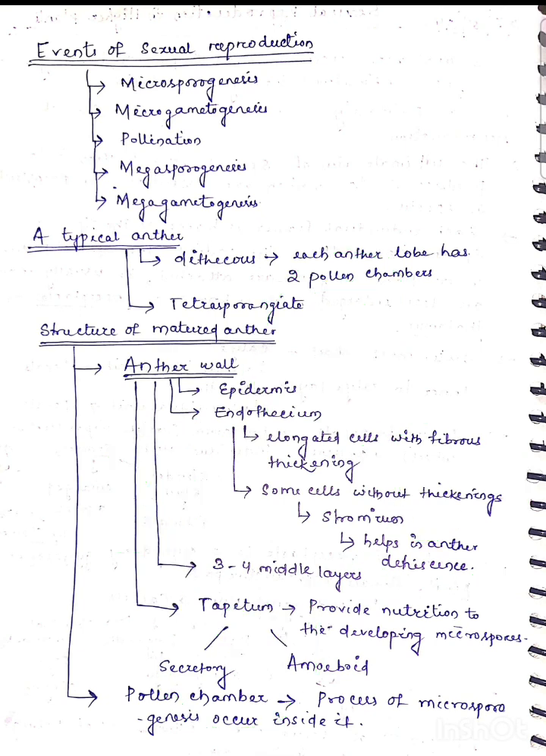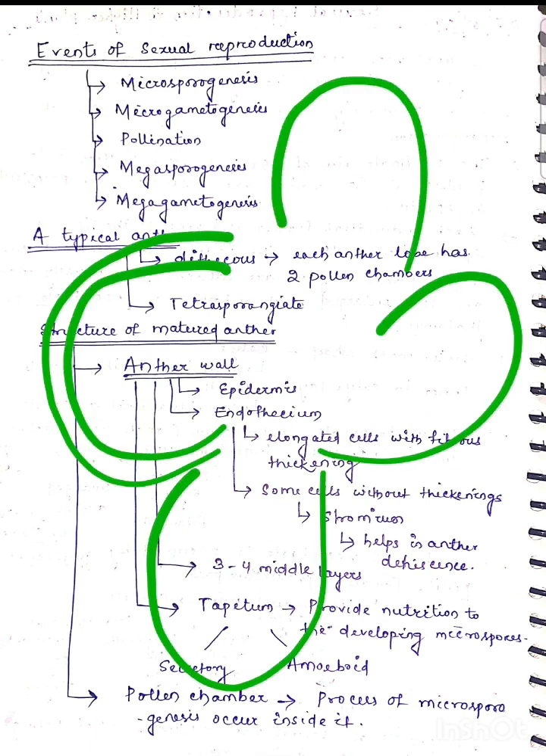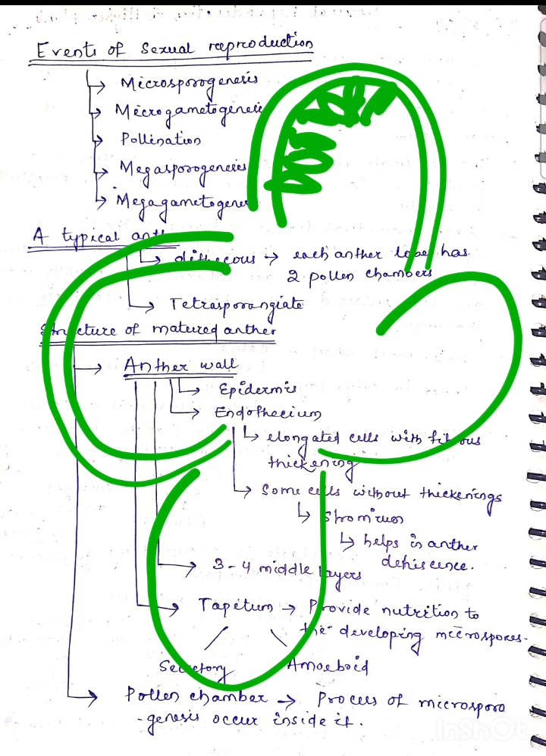Then the structure of a matured anther. It consists of the outer wall called the epidermis, then inner to it the endothecium. It consists of elongated cells with fibrous thickening, but some endothecium cells lack fibrous thickening, called stomium, and they help in anther dehiscence, that means release of pollen grains into the environment after maturation. Then inner to this endothecium, 3 to 4 middle layers are present. Then inner to it the tapetum, which supplies nutrition to the growing pollen grains. These are pollen grains.